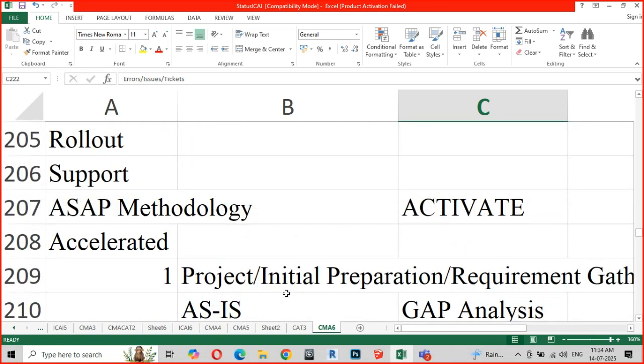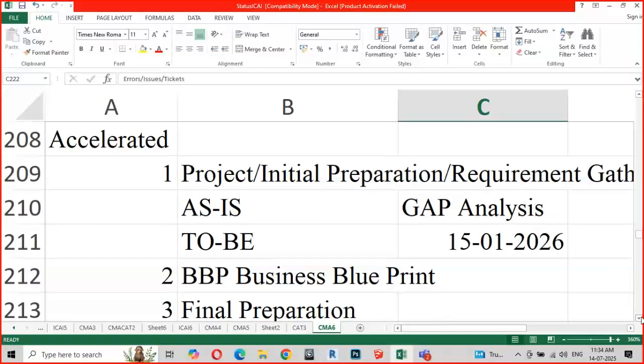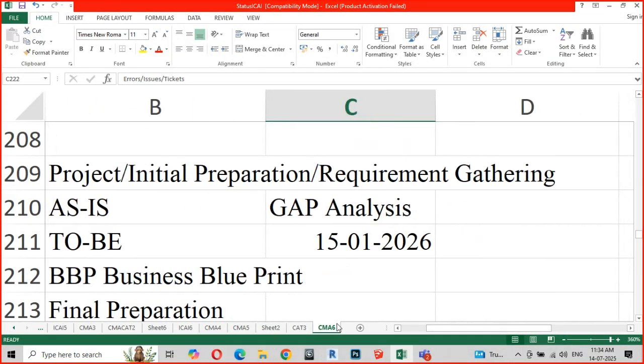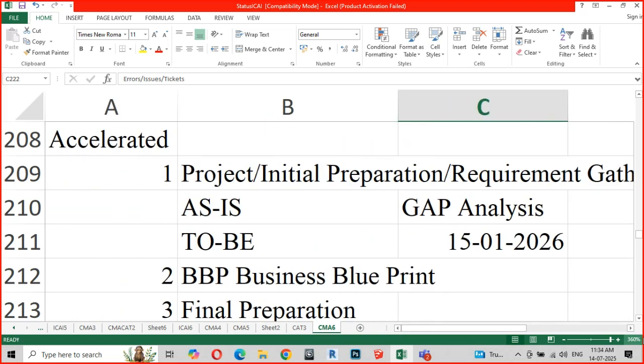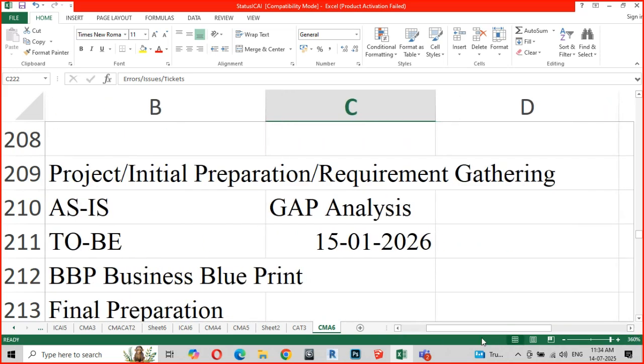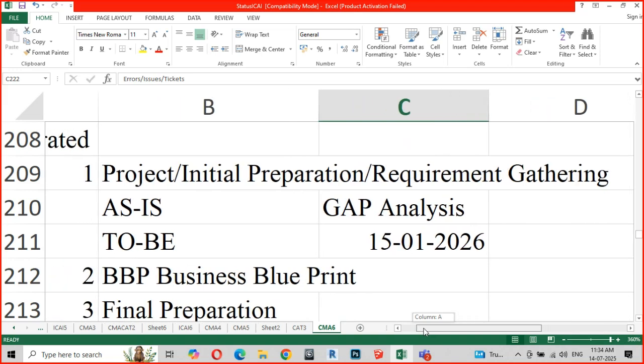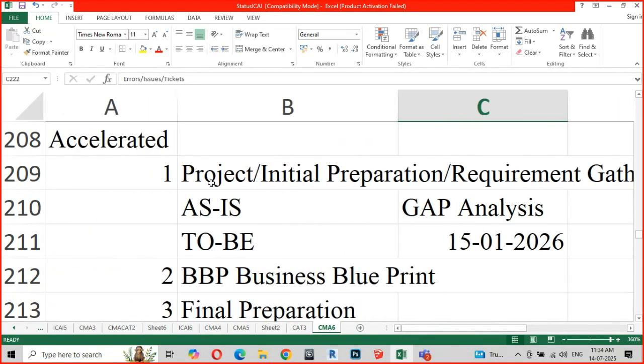Now, whenever we talk about SAP implementation projects, the life cycle starts, or the first step for you to enter into an implementation project in SAP, is your requirement gathering phase, your initial preparation or requirement gathering phase.